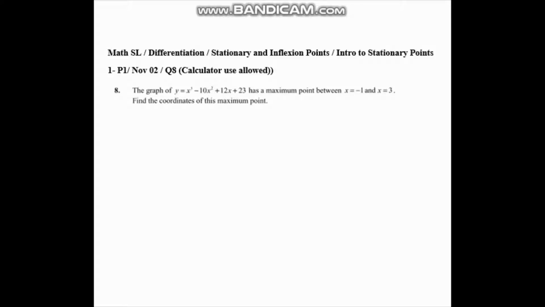So the first question that we shall solve came in paper 1, November 2002, question 8. Kindly take a minute and attempt to solve, and the answer shall follow through shortly. Bear in mind that even though this is a paper 1 question, you are allowed the use of a calculator, since in old exams, paper 1 was a calculator paper. So you can use a calculator while attempting to solve this.